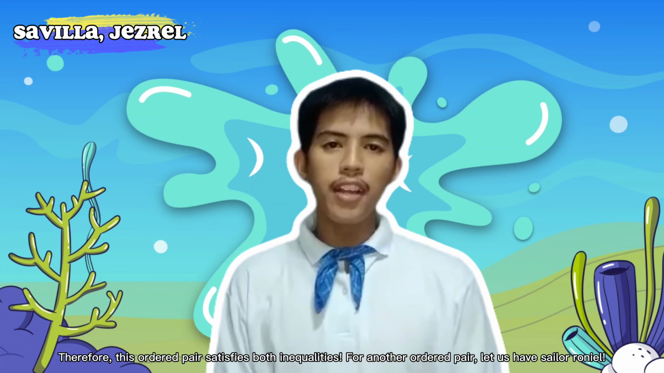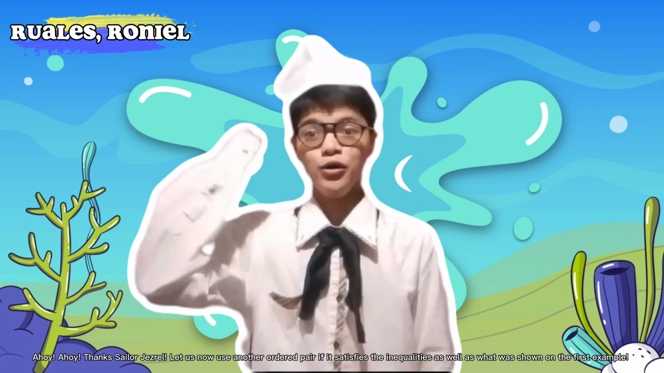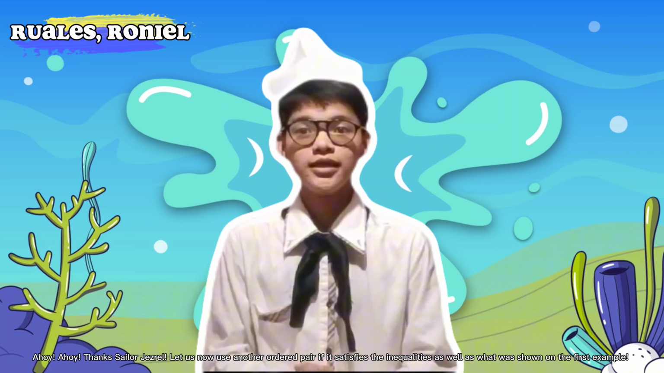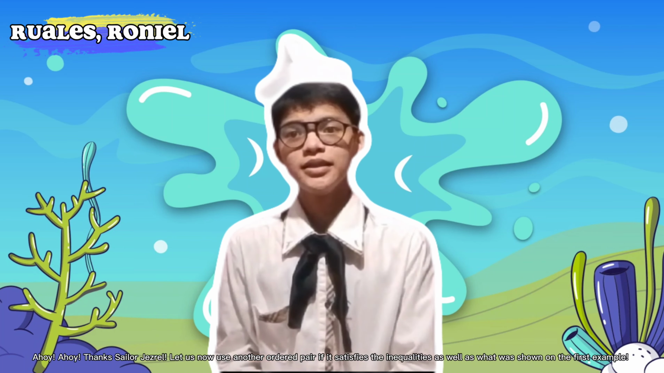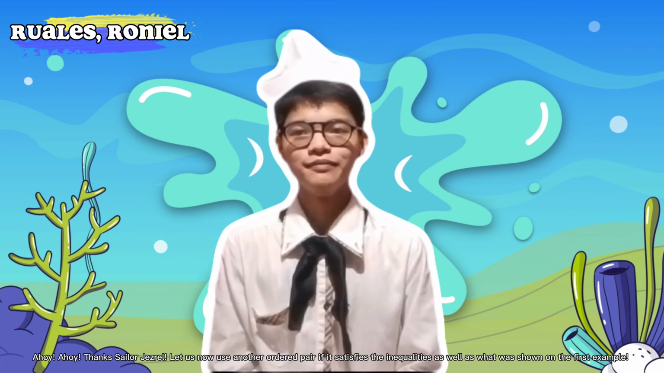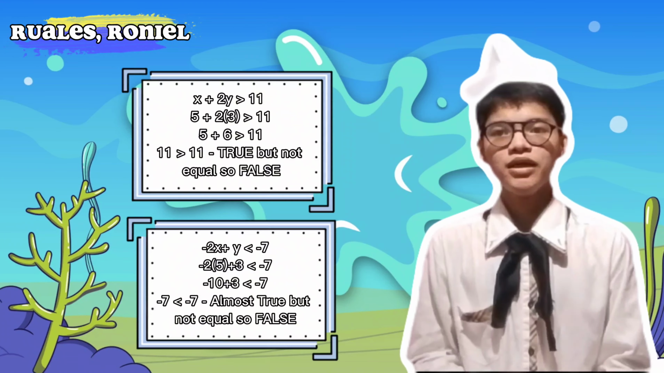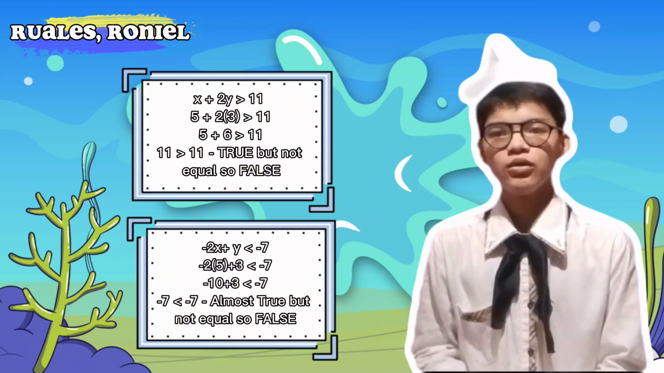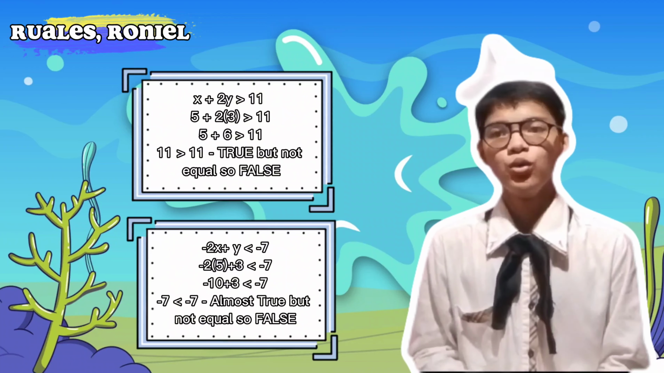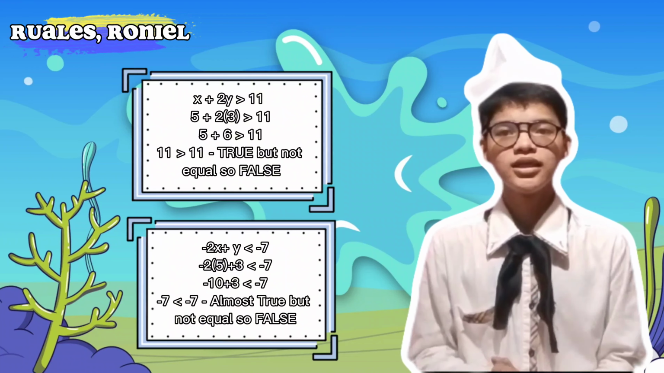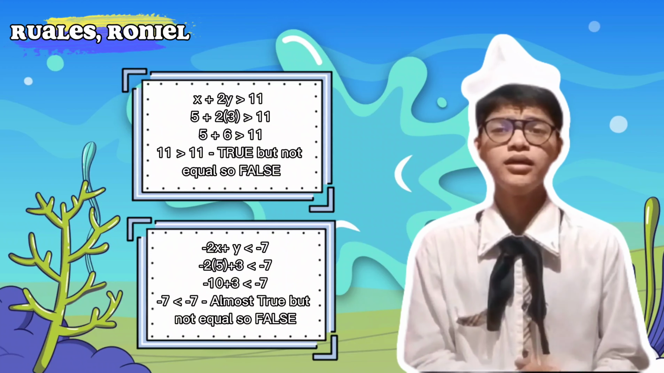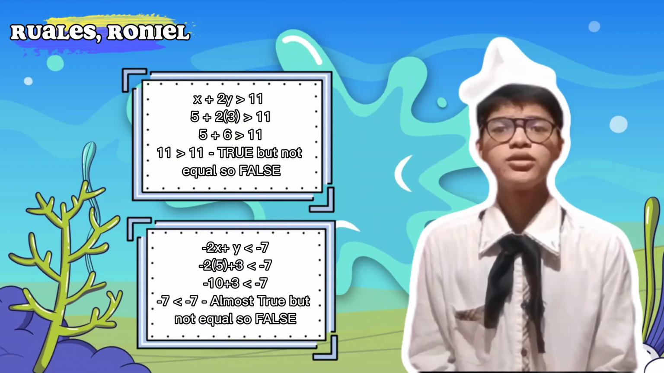For another ordered pair, let us have Sailor Roniel. Ahoy, ahoy! Thanks, Sailor Disrael. Let us now use another ordered pair to see if it satisfies the inequalities as well. Let us use (5, 3), replacing x with 5 and y with 3. 5 + 2 multiplied by 3 greater than 11 will result in 5 + 6 > 11, which will result in 11 > 11. This could be a true statement. However, it does not have an equal sign, so it is considered false.